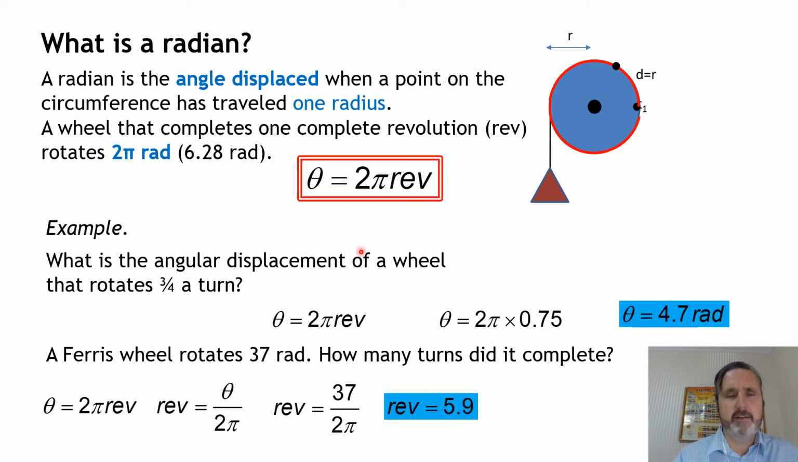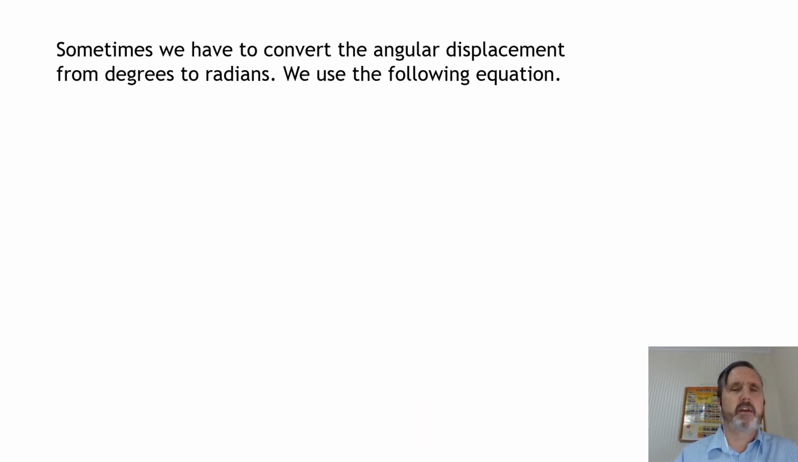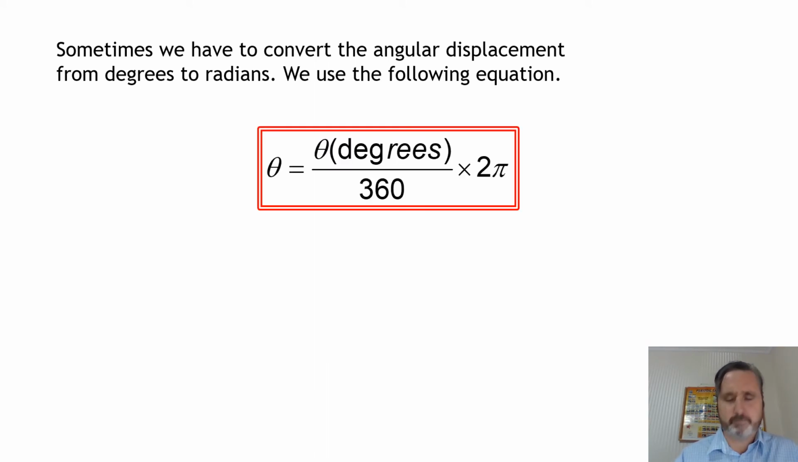So we can easily change a turn or revolution back into radians by multiplying by 2 pi. So here's a couple of examples. Before we do the example, sometimes we're given a value in degrees, like 270 degrees. If we want to change degrees into radians, we use this equation. We take the value in degrees, we divide it by 360, and we multiply it by 2 pi.